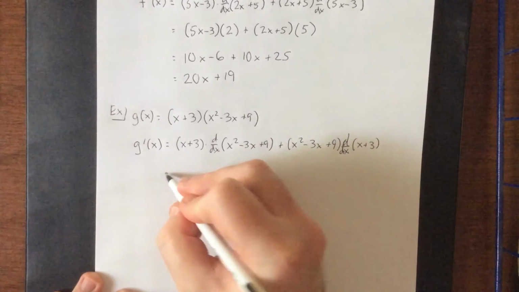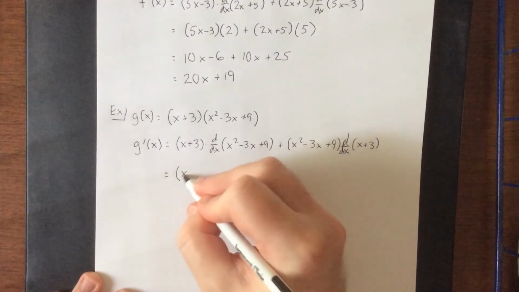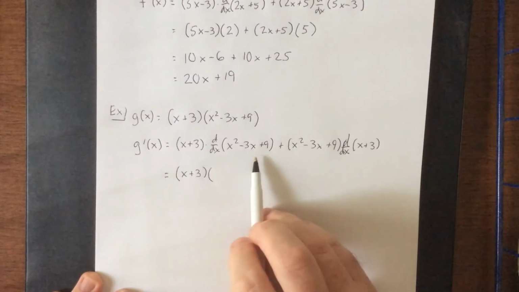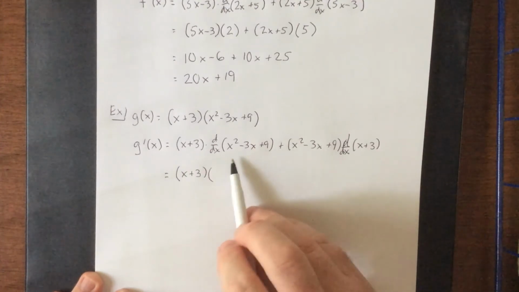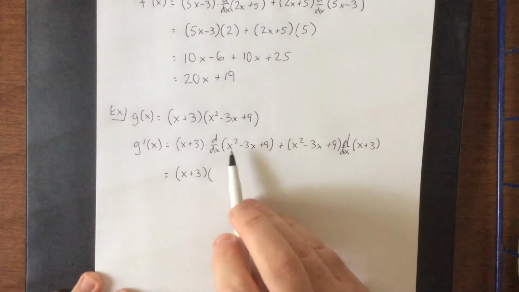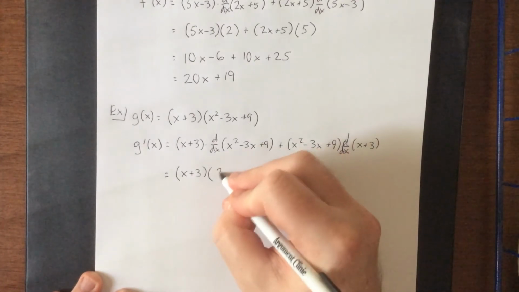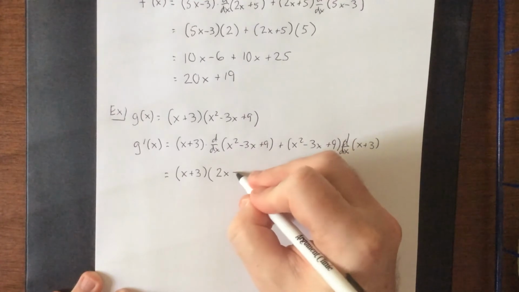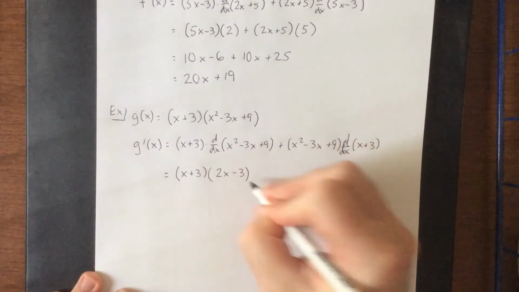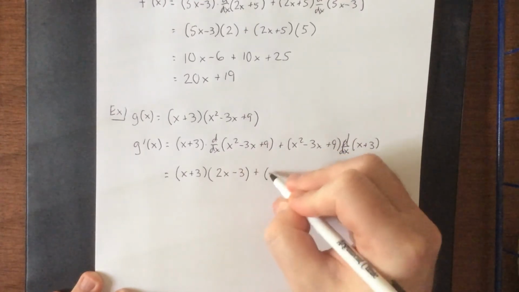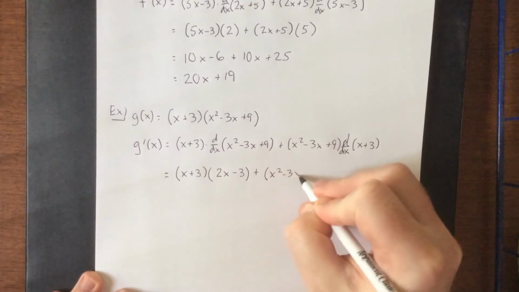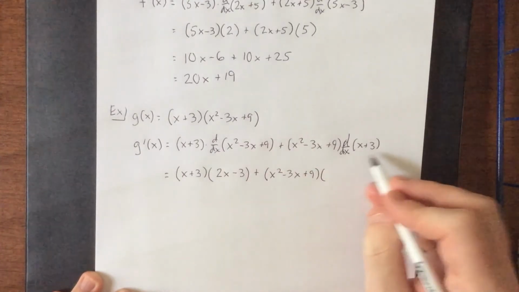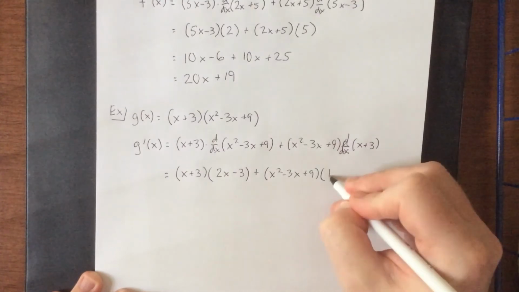Okie dokie. So, applying the power rule, as well as the constant multiple and sum and difference rules inside this set of parentheses, the derivative of x squared is going to be 2x. Minus 3x will become minus 3, and plus 9 will become plus 0, as it is a constant term. This part stays the same, and then the derivative of x plus 3, again, this is linear, so that'll simply be the slope, which is 1.